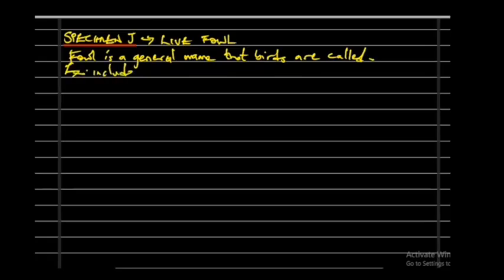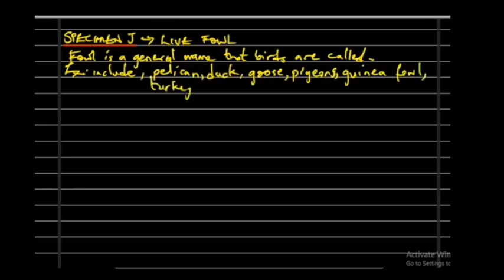Examples include pelican, duck, goose, pigeons, guinea fowl, turkey, peacock, even the normal domestic fowl. So all of these could be called fowls. We'll restrict our discussion for this particular specimen to the normal domestic fowl.